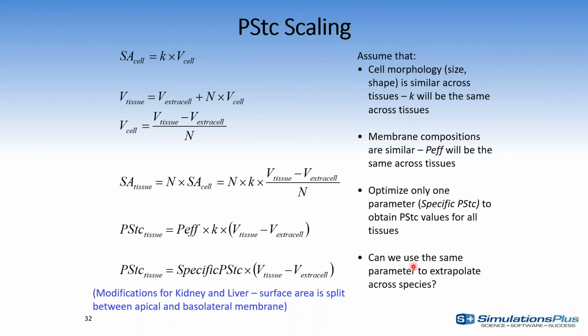And then when we try to use these across different species, the question we want to ask is, can we use the same parameter to extrapolate across species? If we have the same assumption, that the membrane composition is similar across species and the cell morphology is the same across species, then we should be able to apply the same parameters from your preclinical species to human. So we will see in the example how this works.